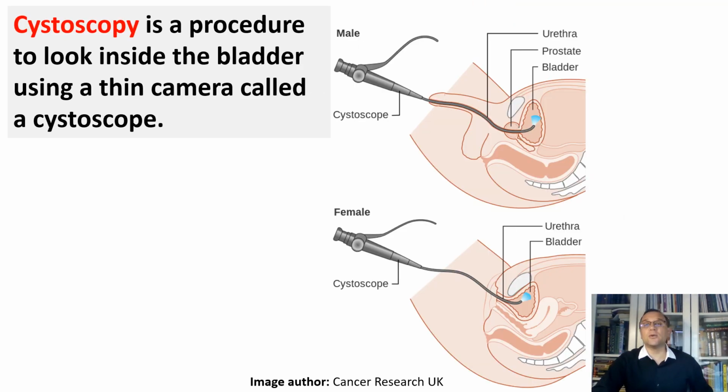Cystoscopy is a key diagnostic procedure for bladder cancer. It allows the doctor to see inside the body with a thin, light, flexible tube called a cystoscope. In this slide, you see the cystoscopy procedure done in male and female. A cystoscopy provides a visual of the lower urinary tract and bladder lining.